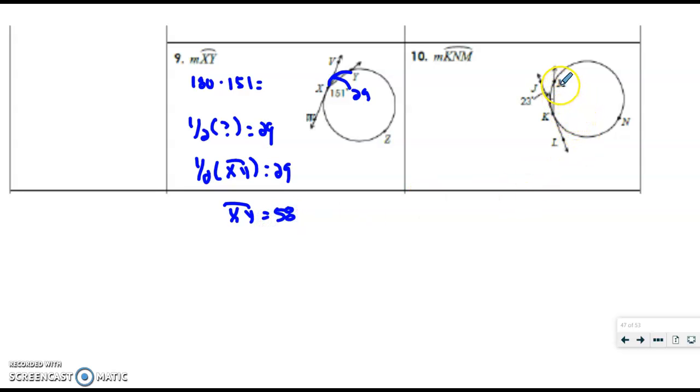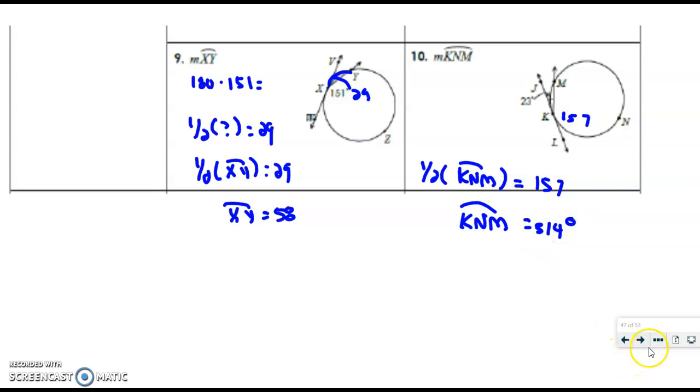So in this one, we're trying to find out what KNM is. I know what this angle is. It's 23. And so that means that this angle is going to turn out to be 157. Okay. So I know that that's 157. And I know that half of KNM is going to equal 157. So KNM is going to equal 314. 314 degrees is what that one is.